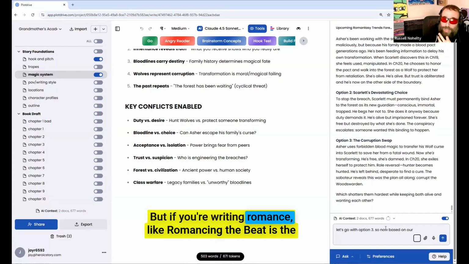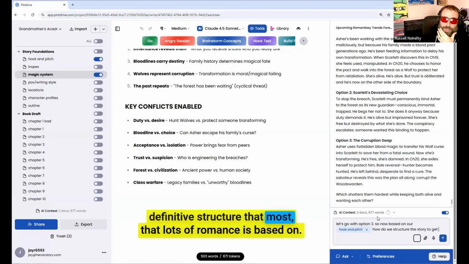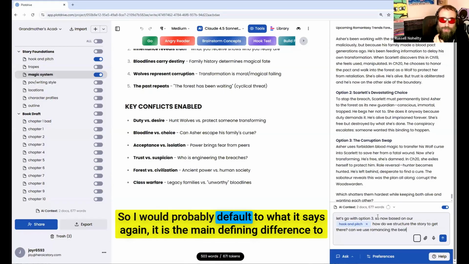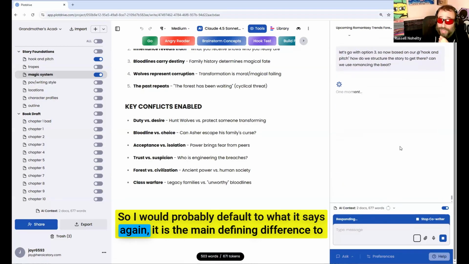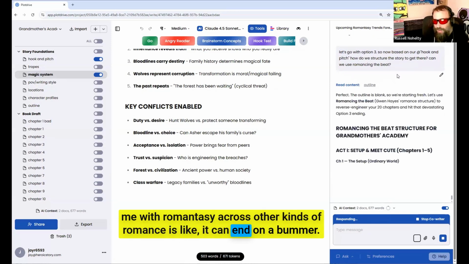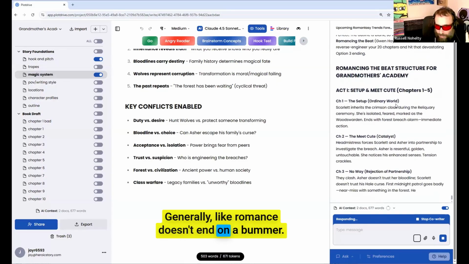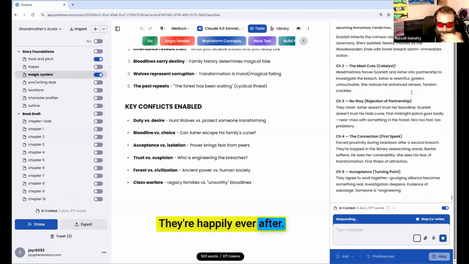But if you're writing romance, Romancing the Beat is the definitive structure that lots of romance is based on. So I would probably default to what it says. Fair. It is the main defining difference to me with romantasy across other kinds of romance, that it can end on a bummer. Generally, romance doesn't end on a bummer. They're happily ever after.